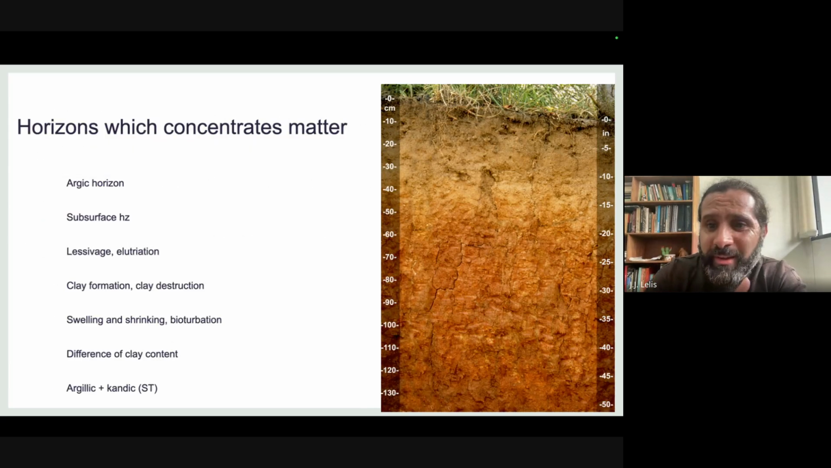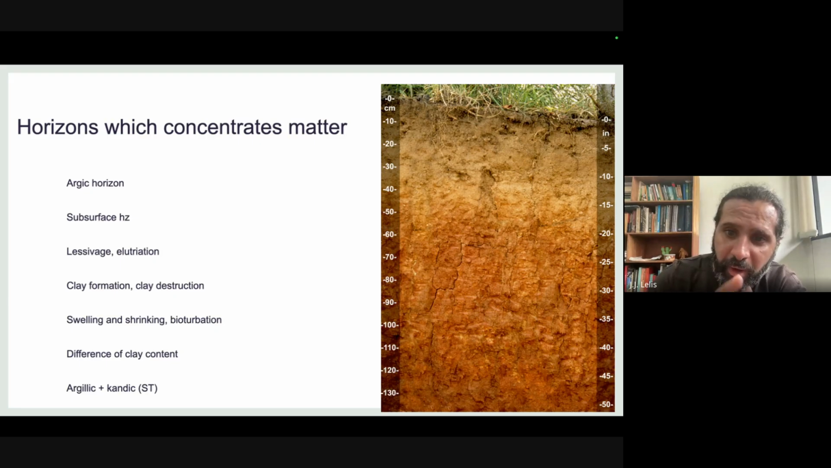And we just started to see the horizons which concentrate matter. Horizons which concentrate matter are subsurface horizons. We started with the Argic horizon because it's quite important here. And we saw that the Argic horizon is quite similar to the Argillic and Kandic horizons. Okay, so now we have the opposite.